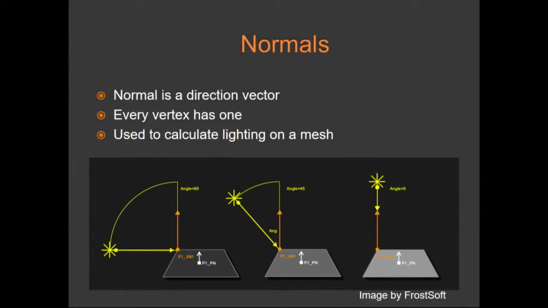So a normal is a direction vector, and every vertex of a 3D model has one. And this direction is used to calculate the lighting on a mesh. Generally, it's done by comparing the direction of the light against the direction of the normals. So as you can see from this image, as the angle of the light source increases against the normals, the surface gets darker. So generally, a very simple concept.